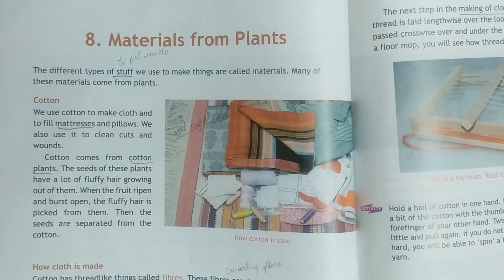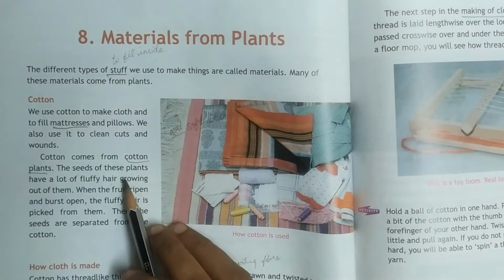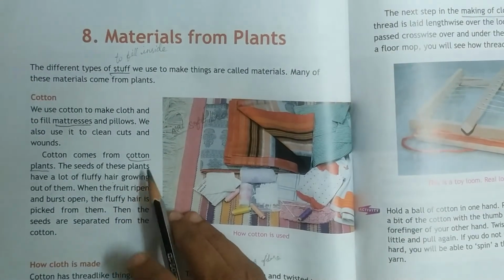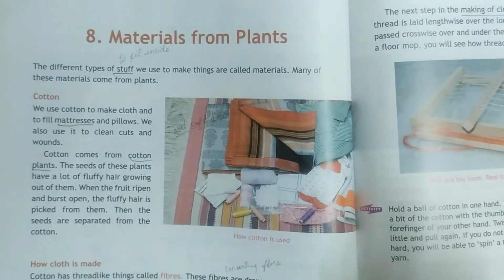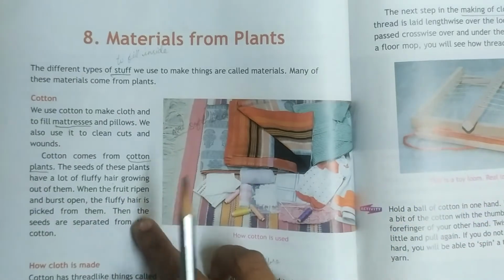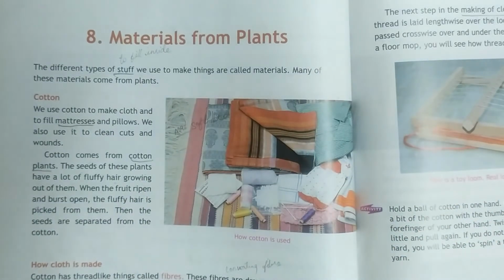Okay, and then the cloth is being made. Where does the cotton come from? It comes from the cotton plant. Inside the cotton plant, the seeds will be there. The fluffy hair and the seeds will be there. You have to separate the fluffy hair as well as the seed. And then the cotton is being processed.